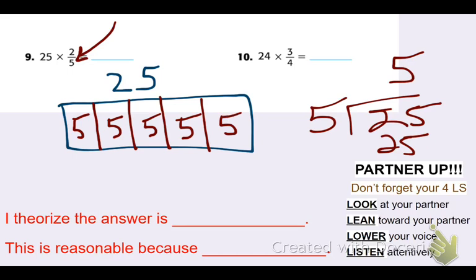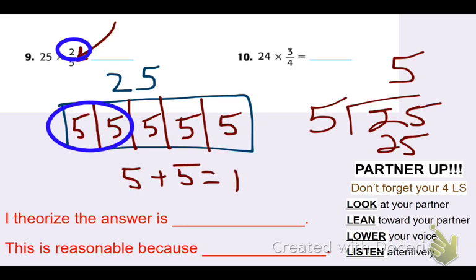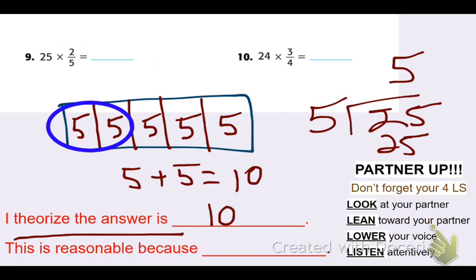All right, well, step 4 is to use the numerator, the part, and the numerator says 2 groups. How much is in 2 groups? Well, 5 plus 5, I can write it down here, is equal to 10. So I theorize the answer is 10. I think that 2/5 of 25 is 10. It's reasonable because if I add the 2 groups together, I do get 10. And so I know I have the correct answer.